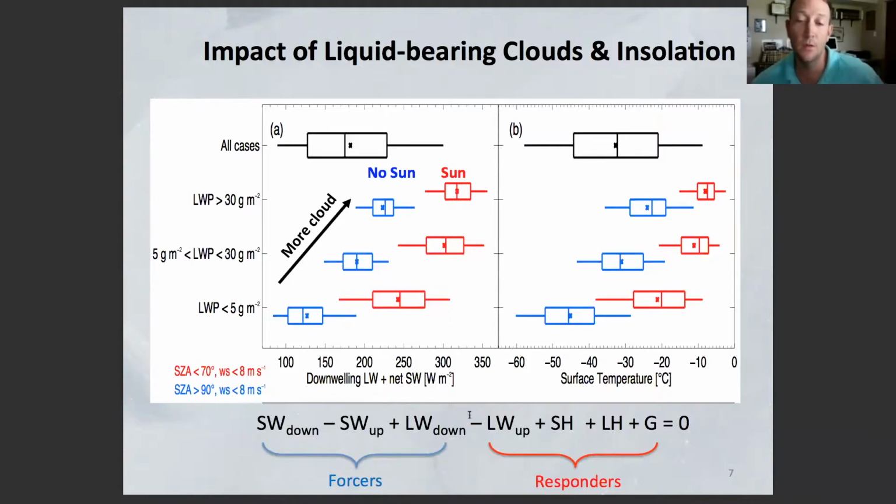But one way to quantify how much the surface temperature is responding to this forcing is to think about the response of the longwave up. Longwave up is proportional to the surface temperature to the fourth power, so as you see an increase in the surface temperature, you'll see an increase in the longwave up. And then we also want to investigate how the turbulent and ground heat fluxes will modulate this warming.